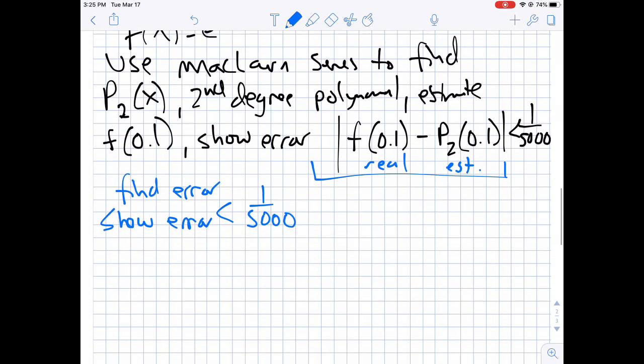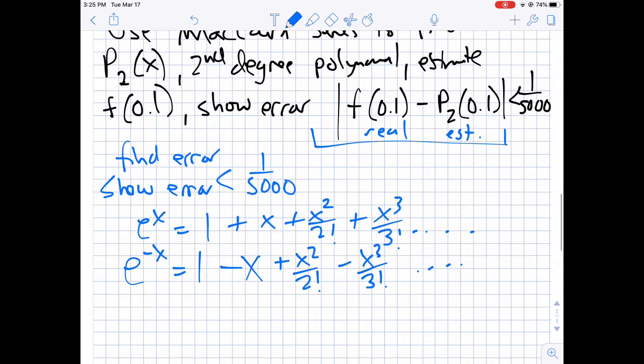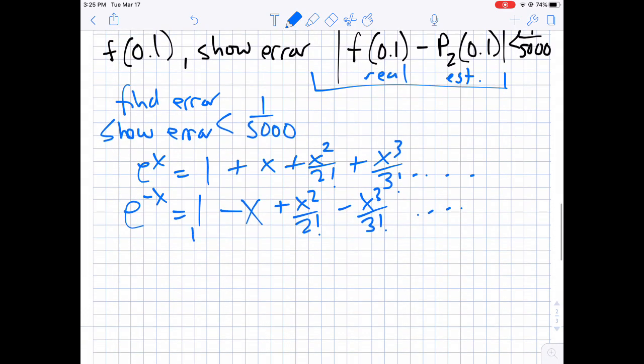Okay, so first off, let's go ahead and write this series out. So e to the x, again, we have this memorized, so we know this is what it looks like. So if we plug in e to the negative x, so that's 1 minus x. Here the negative x squared becomes a positive, okay? And then, dot, dot, dot, and then minus x cubed over 3 factorial. Okay, so now the problem said use p sub 2 of x to estimate f of 0.1. So we're looking at the first three terms. So that means that f of 0.1 is approximately 1 minus 0.1 plus 0.1 squared over 2.